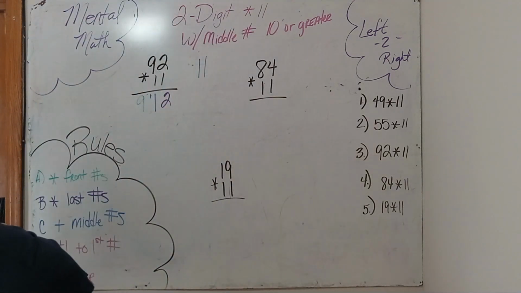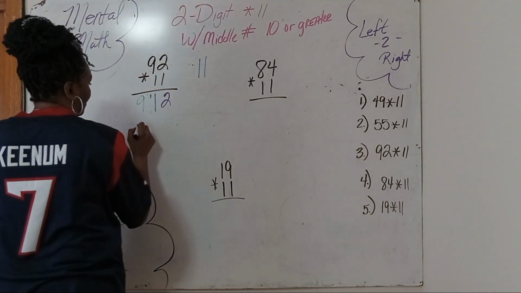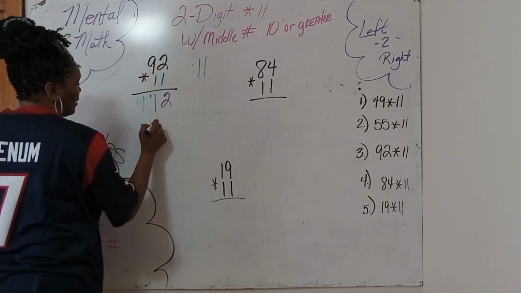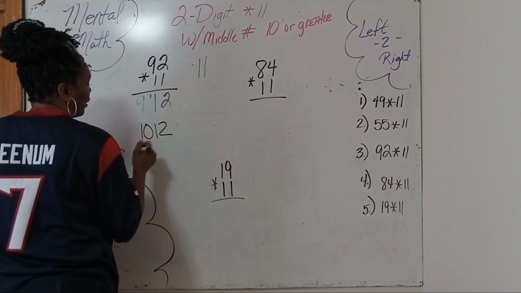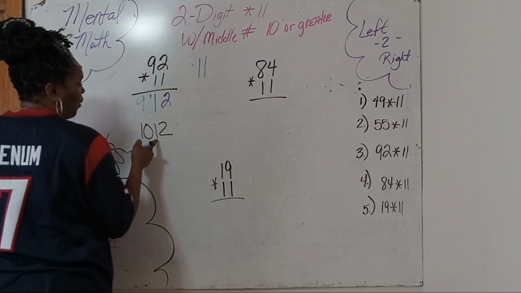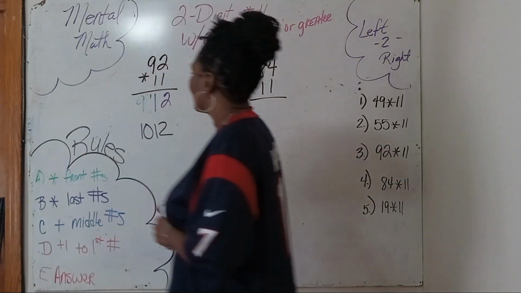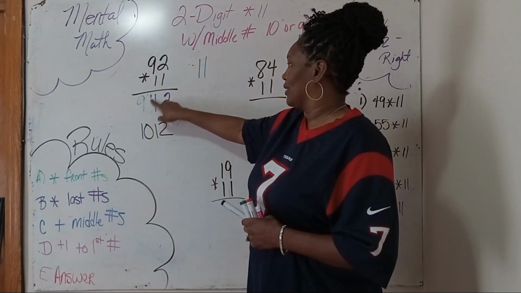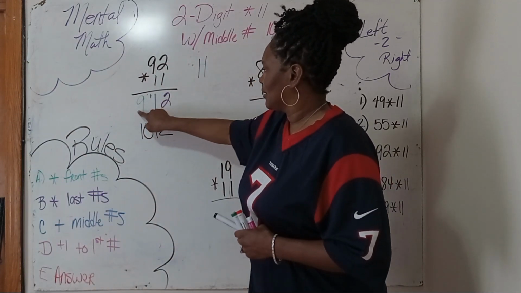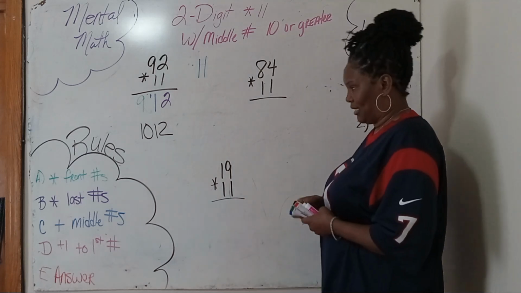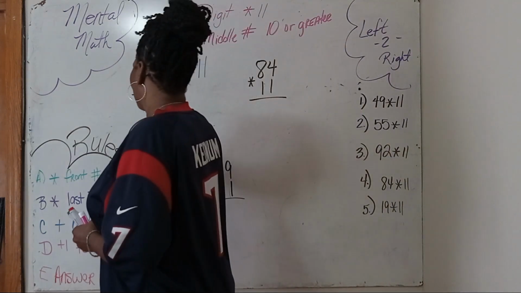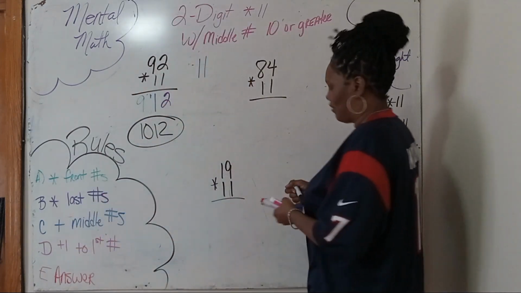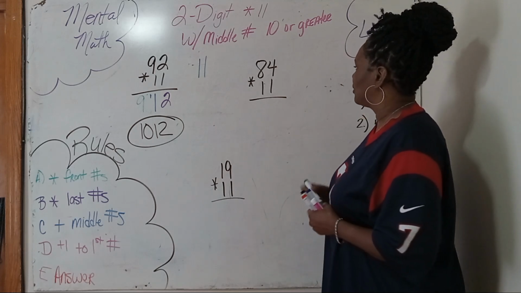What's 9 plus 1? It's 10. So our answer is 10, or excuse me, 1012. Because we added this little bit of 1 to that 9, and it became 10. So this is our answer. 1012.